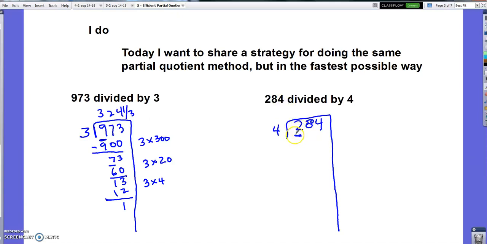So the next thing I'm going to do, since I can't do that, is go over a step and do all of these. I've got 28 tens now. So instead of trying to just clear out the 200, since this 2 is less than the 4, I'm going to try to knock out 28 tens. So 4 goes into 28, right? 7 times 4 is 28.